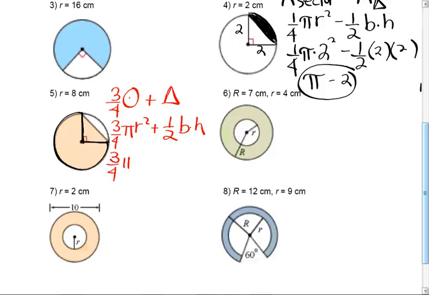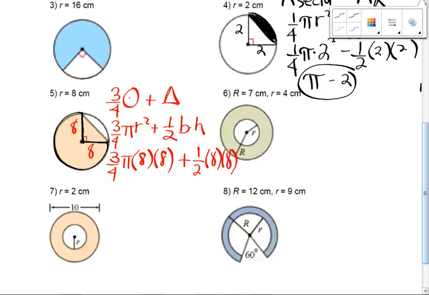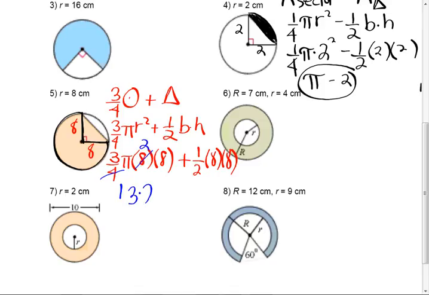Now what's the radius? 8. I'm going to write it this way because I don't have my calculator handy, and I don't want to divide it. I'll show you an easier way. It's 1/2 base times height. This is 8 and that's 8, so this is 8 times 8. How do I reduce the fractions? 4 goes into 4 once, goes into 8 twice. So I have 3 times 2 times 8 times pi, and half of 64 is 32.